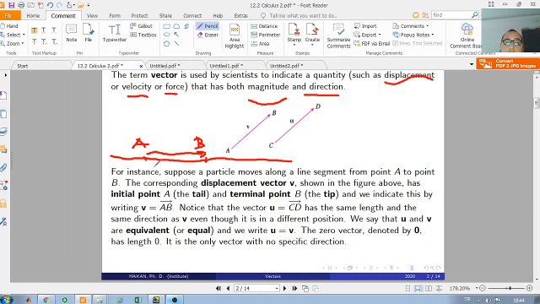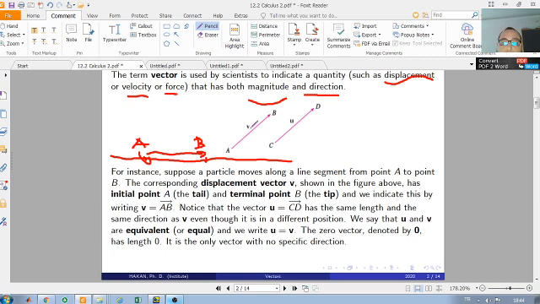The starting point A is called the initial point of the vector v, and the terminal point B is also called the tip of the vector v. We indicate this by writing v is equal to the vector from A to B. Notice that the vector u from C to D has the same length and the same direction as the vector v, even though it is in a different position.